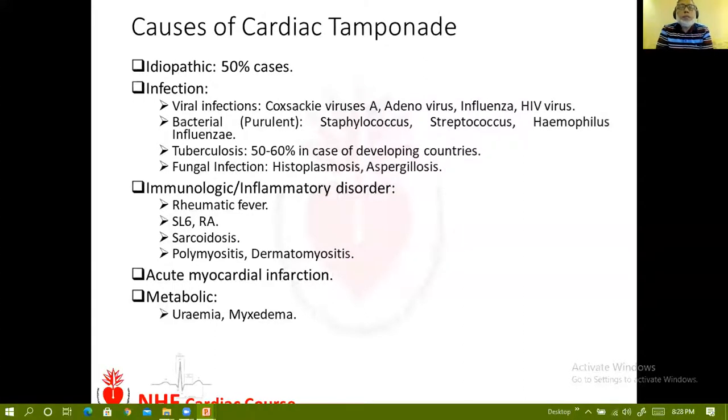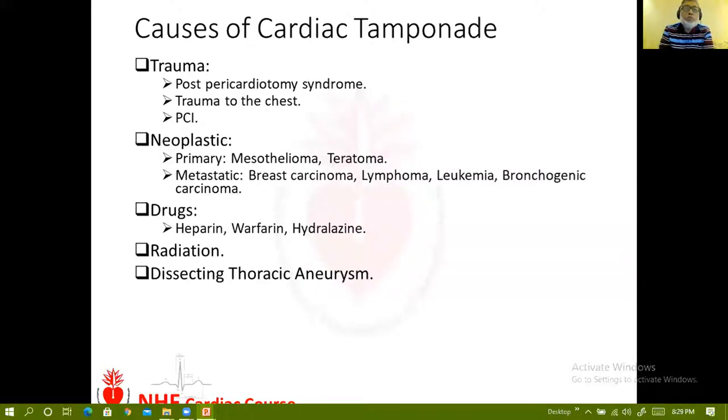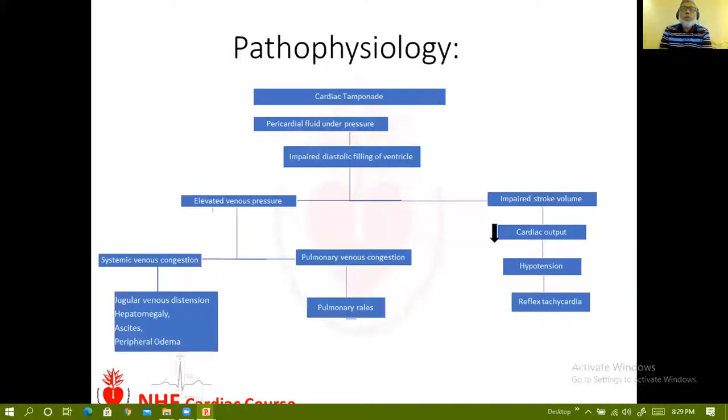Causes of cardiac tamponade are the same as pericardial effusion: idiopathic, infection, immunological, acute myocardial infarction, metabolic uremia, myxedema, following trauma. I have discussed already in the chapter of pericardial effusion, some neoplastic causes, some drugs, radiation, and dissecting thoracic aneurysm. What is the pathophysiology of cardiac tamponade?